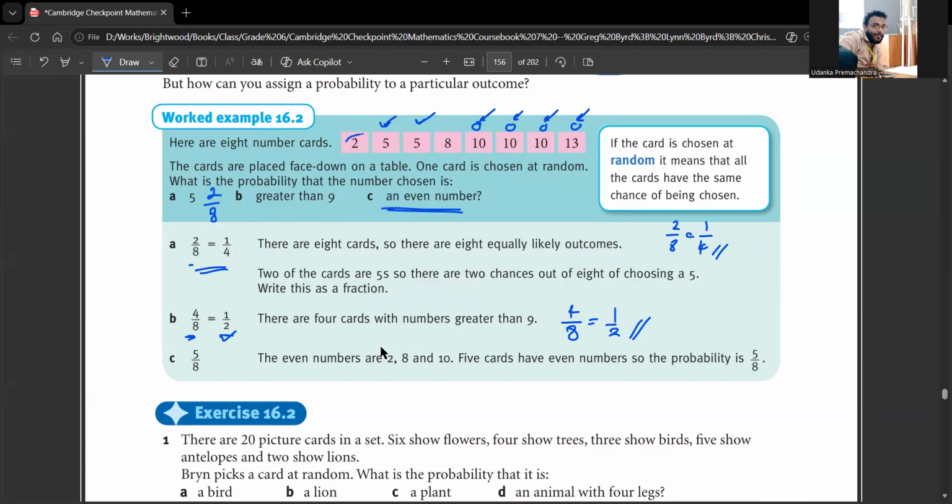What are the even numbers? Here 2 can be taken, 8, 10, 10, 10; 13 is not. There are five values out of 8. Like that you can write the probability. The denominator should always be all the values that are possible, and the numerator is the selected value you are going to take. So number 5: two fives out of 8, it's 1 over 4. Greater than 9: four values out of 8, it's 1 over 2. Even number: five values out of 8.